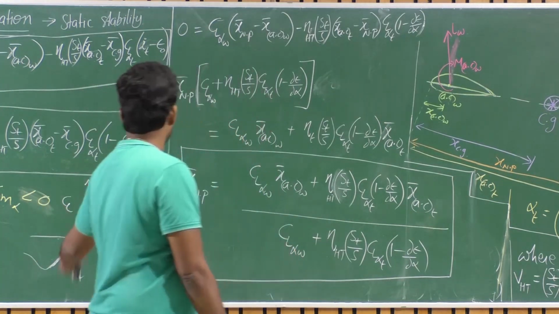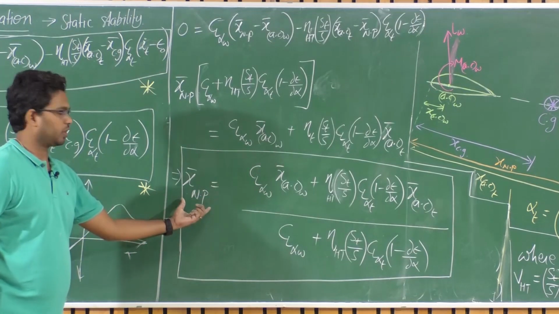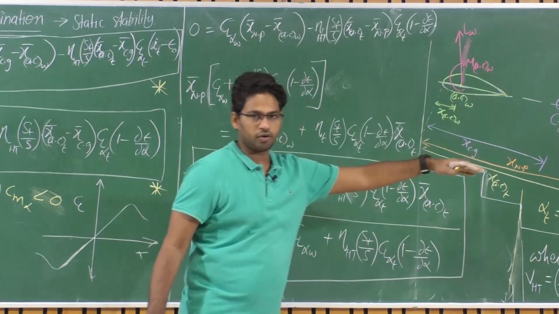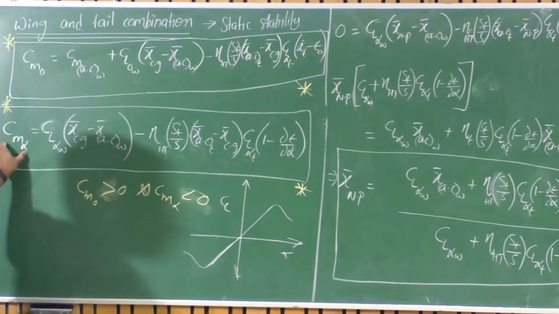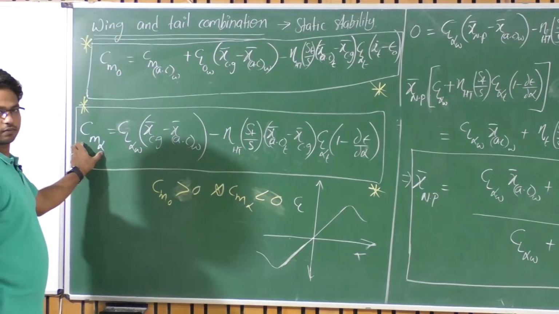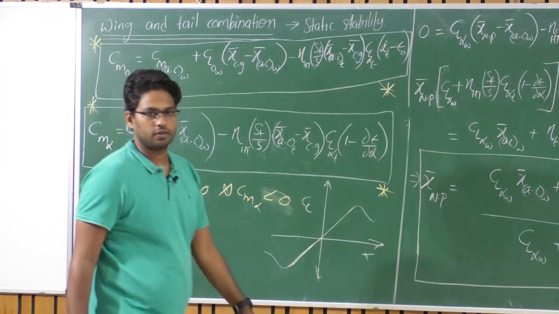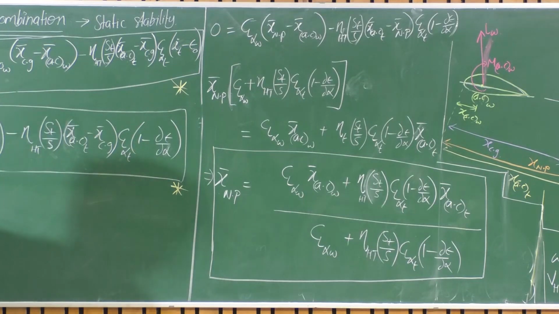For which Cm alpha is 0. If you go beyond this neutral point location, if you locate the CG of the configuration behind the neutral point, what happens is this will become positive. So this becomes positive, which means the system becomes unstable. So do you want me to prove that? Okay, I can prove that.